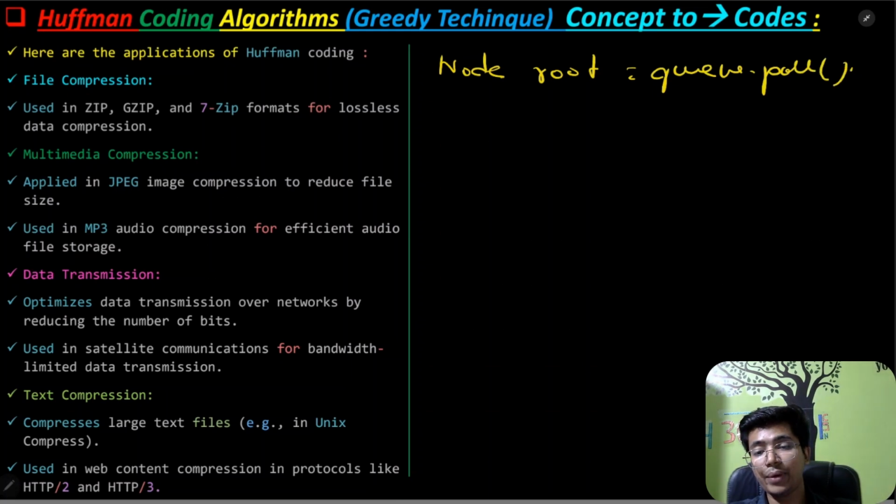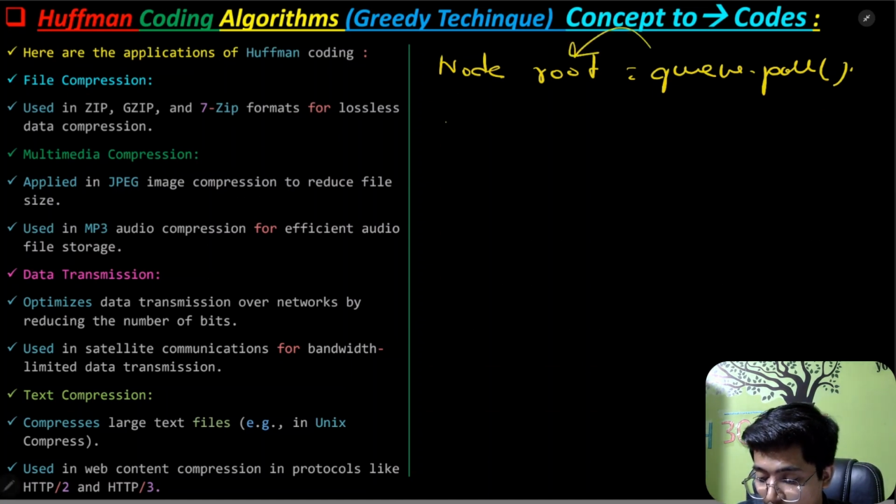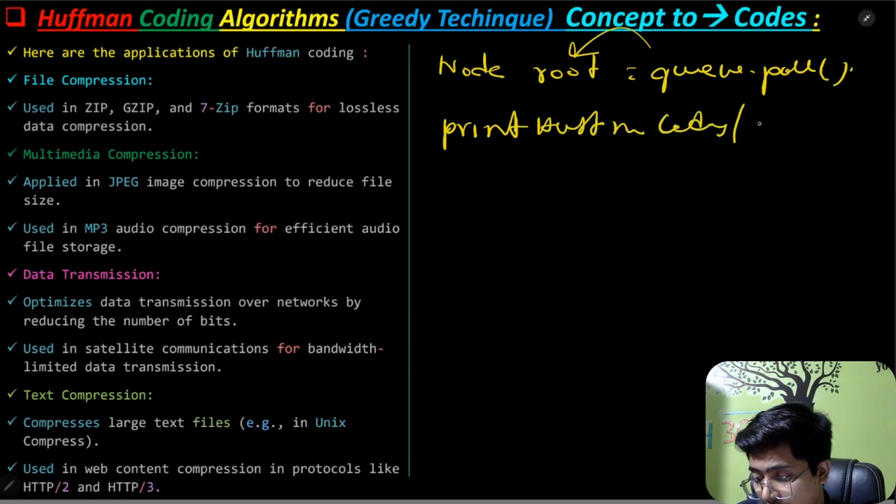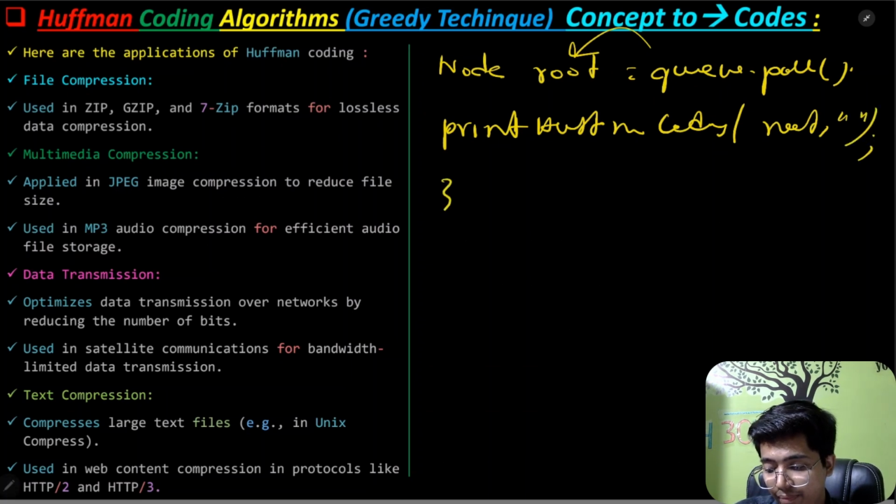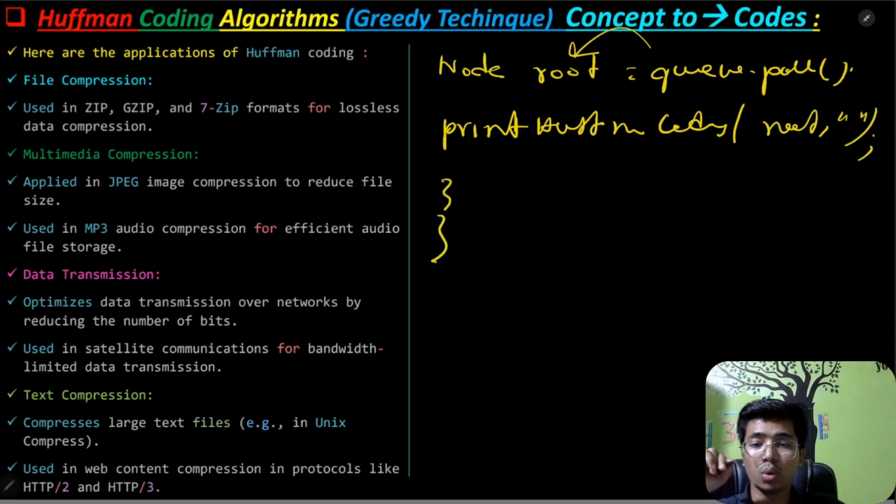Once we have done this poll, it will provide the root node in this position, and then we'll print the Huffman code. The code for printing is printHuffmanCodes(root, ...), and we're again passing null. So this was the code for how we can compose the tree.